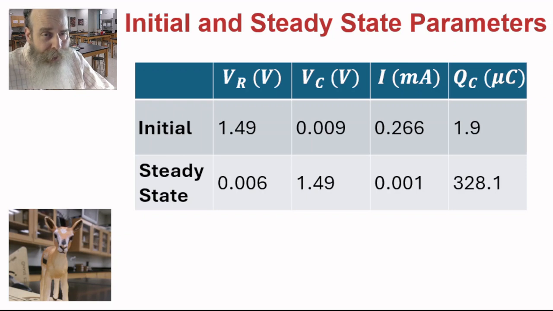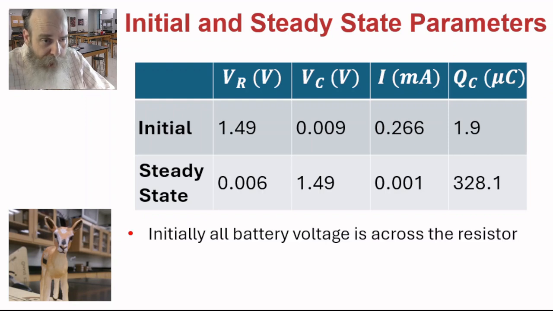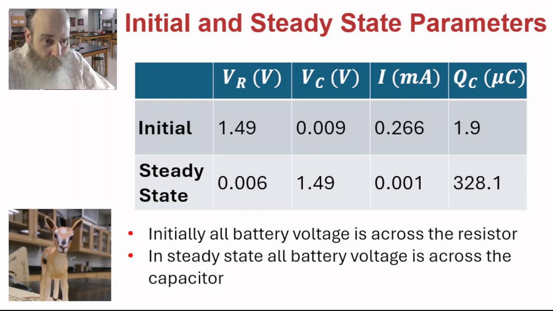Here are the initial and steady state parameters which we obtained from the data. The voltage across the resistor, VR, starts at 1.49 volts and then reaches a steady state value of 0.006 volts, essentially 0. Whereas the capacitor voltage starts at 0.009 volts and increases to 1.49 volts. 1.49 volts is the voltage across the battery. So initially, all the battery voltage is across the resistor, and then, in steady state, after a long time, all the battery voltage is across the capacitor.